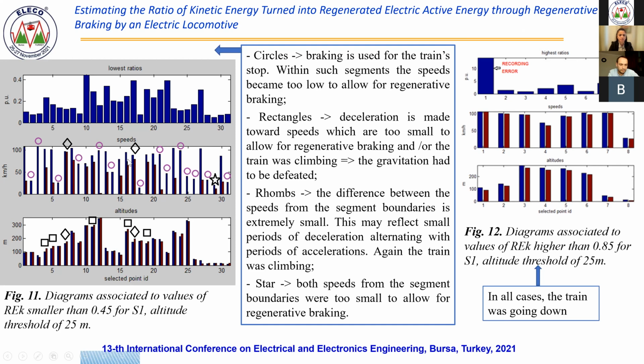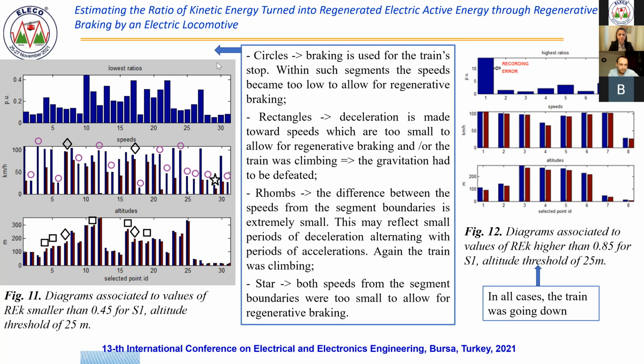This is a very small difference between them. This may reflect small periods of deceleration alternating with periods of acceleration. And again, for these cases too, the train was climbing. And with star, we have a single star. Both speeds from the segment boundaries were too small to allow for regenerative braking.